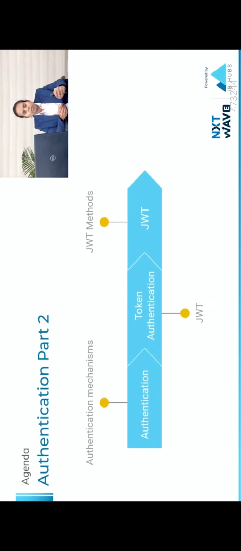Once the client logs in, if the client makes an HTTP request, we need some authentication mechanisms to authenticate it. So we'll understand about them, one of which is token authentication. We'll understand the JSON web token there, and we'll see the various methods related to that.